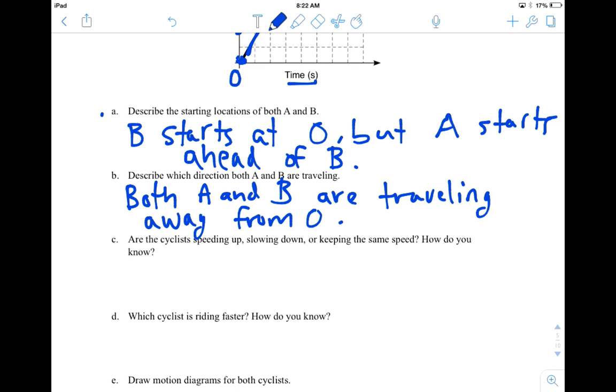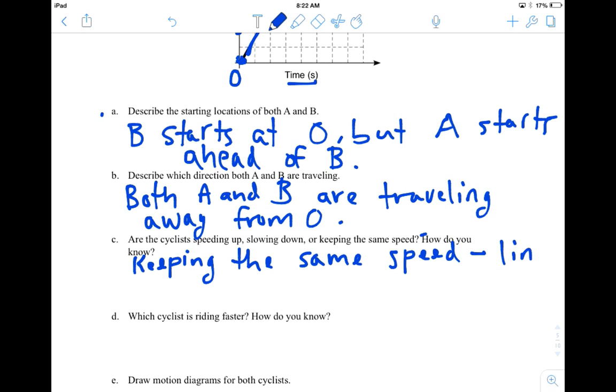So I'm going to say keeping the same speed, and it says, how do I know? Well, how do I know is because the lines are straight.